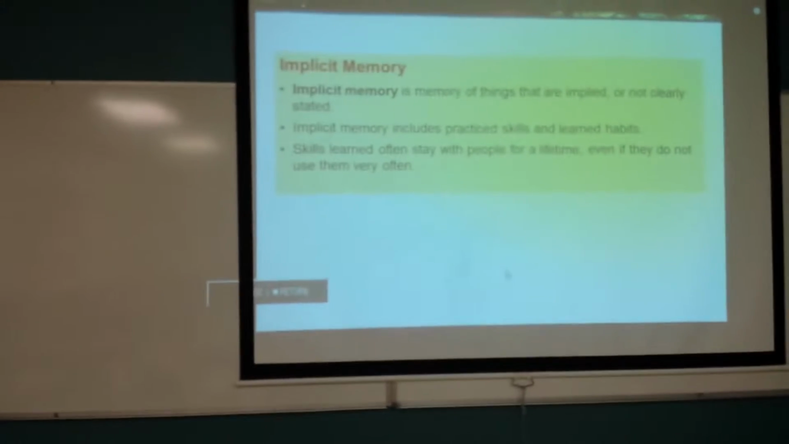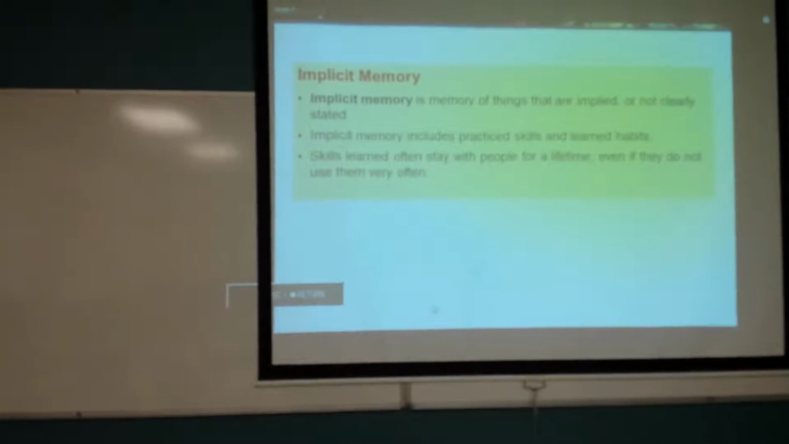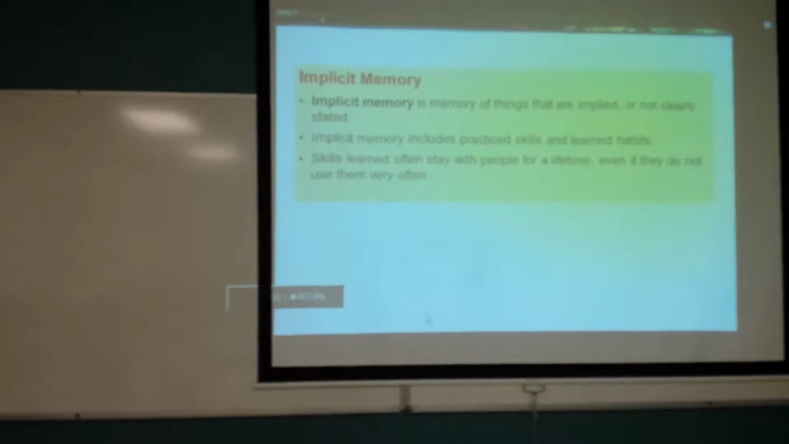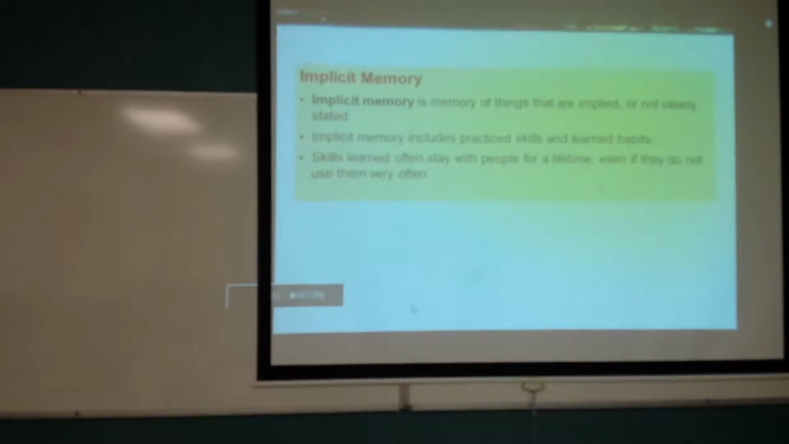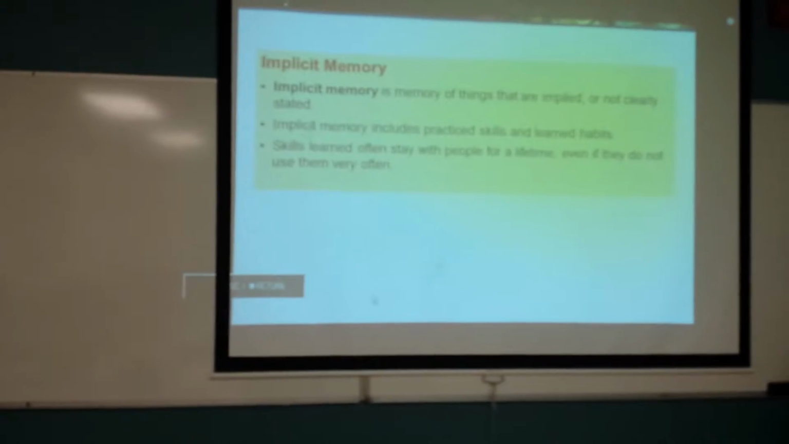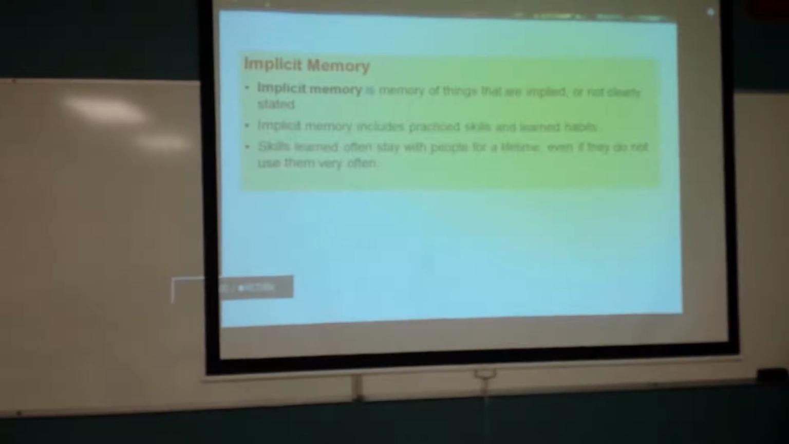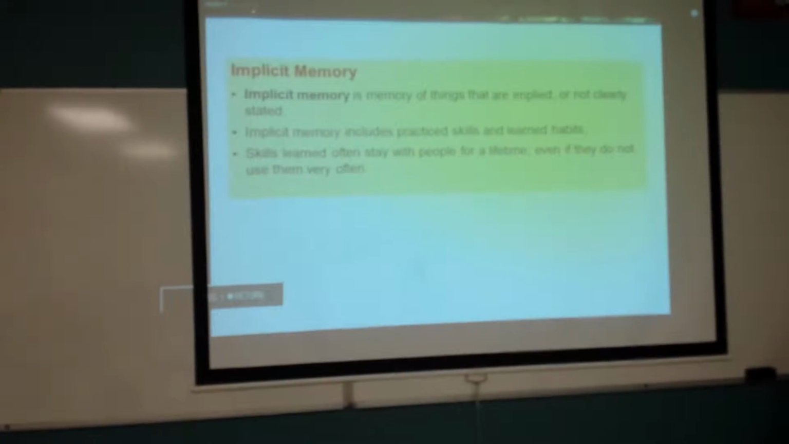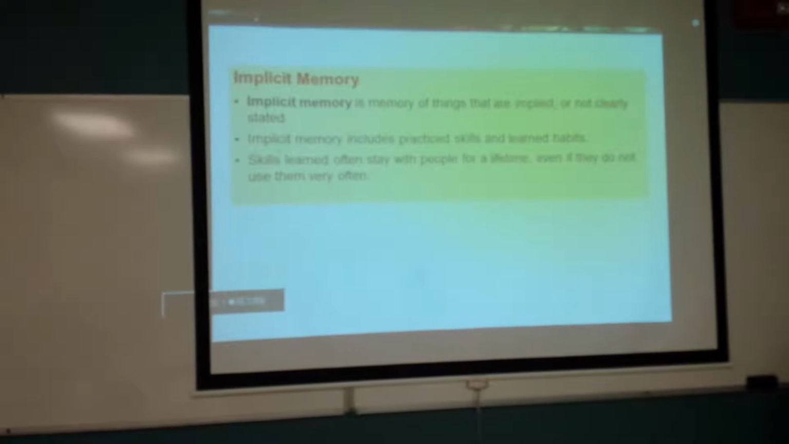Implicit memory, however, is the opposite of explicit memory, and these are things that are implied or not clearly stated. Implicit memories consist of the skills or procedures you have learned, and these might include throwing a ball, riding a bike, skipping rope, swimming. Skills like typing, using a computer, playing a musical instrument, and driving a car are other examples. Once a skill has been learned, it usually stays with you for many years. Even if you do not use the skill for a long time, you're unlikely to forget it. Once skills have been learned, they tend to stay remembered for many years, perhaps even a lifetime.